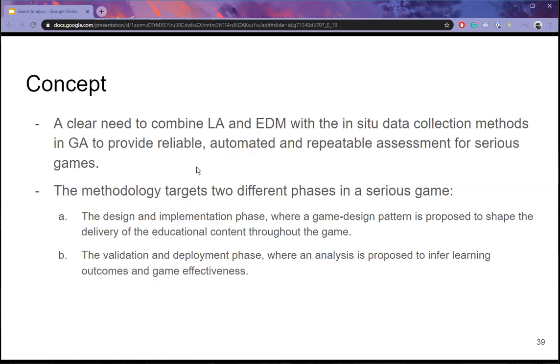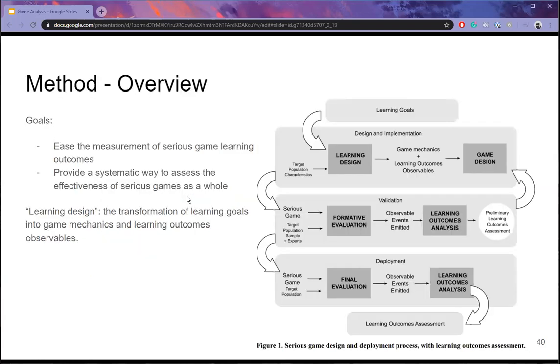In this methodology, they target two different phases in a serious game: the design and implementation phase, where a game design pattern is proposed to shape the delivery of the educational content throughout the game, and the validation and deployment phase, where an analysis is proposed to infer learning outcomes and game effectiveness. And now we go to the overview of the method. The goal is to ease the measurement of serious game learning outcomes and provide a systematic way to assess the effectiveness of serious games as a whole.